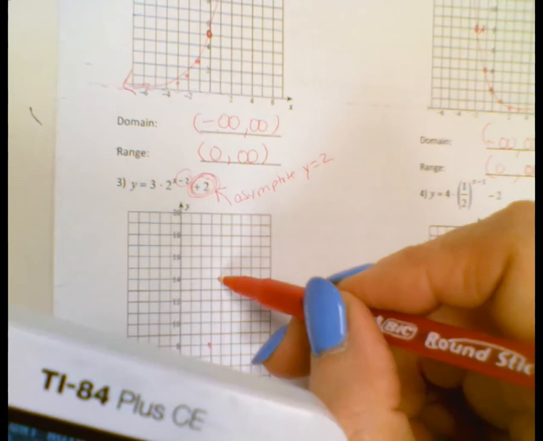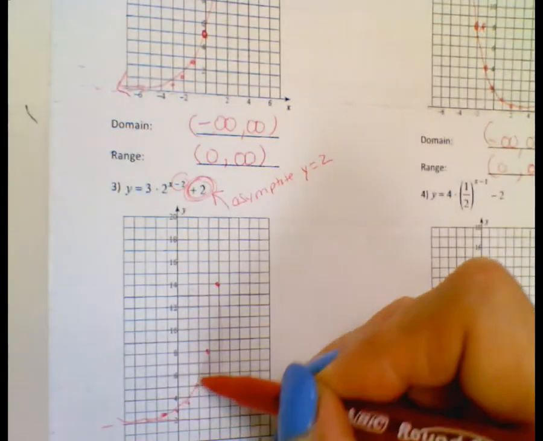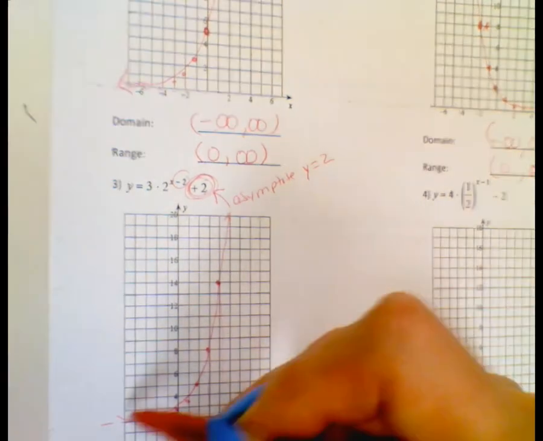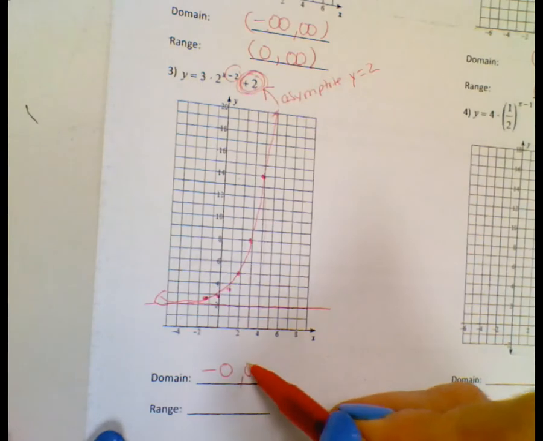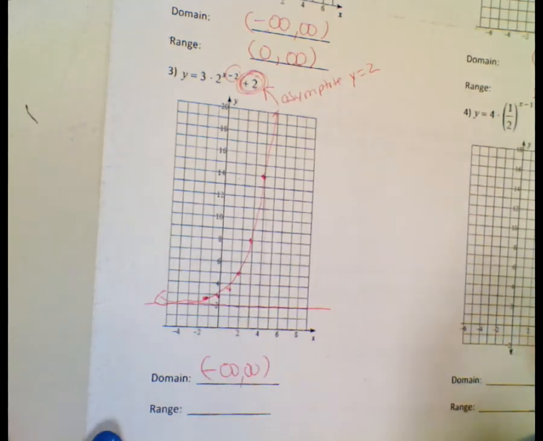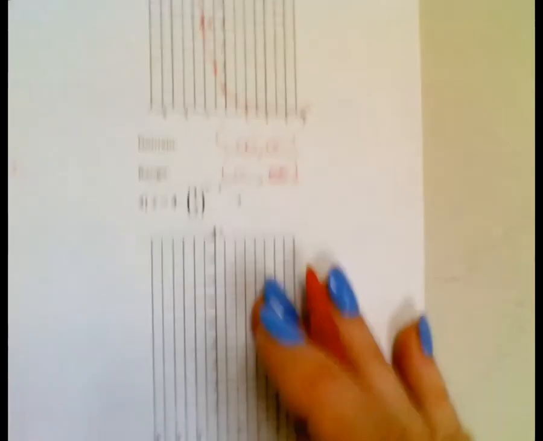Any point that you can get on this graph, you should graph. 526 is too much, so this is it. So you just go like this, connect these. So your domain, again, is -infinity to infinity. And your range is 2, that's your asymptote, to positive infinity. How low does it go? 2. How high does it go? Infinity.